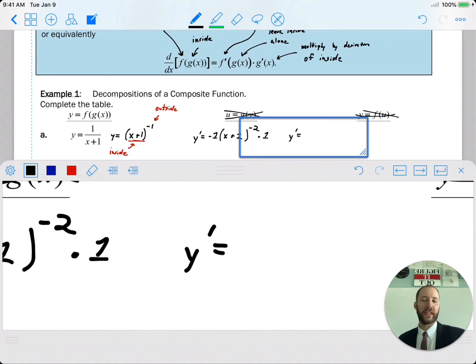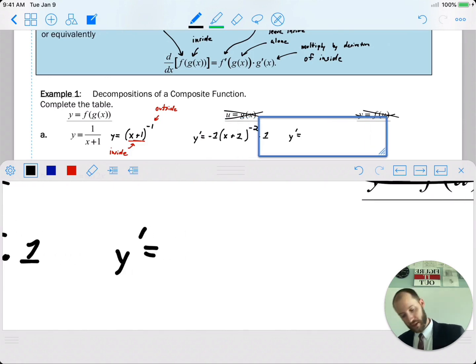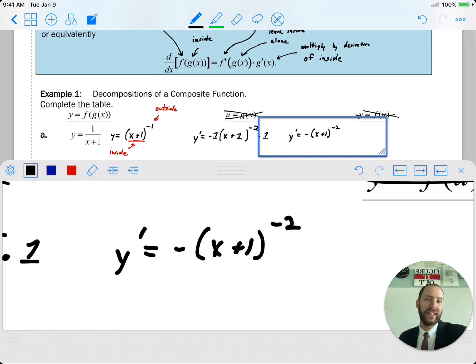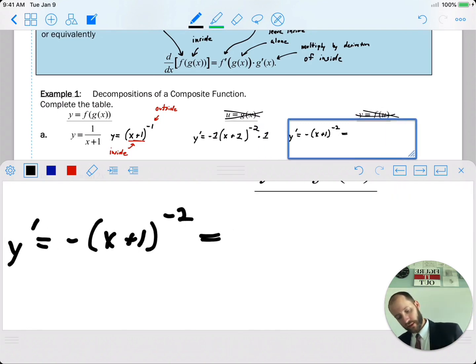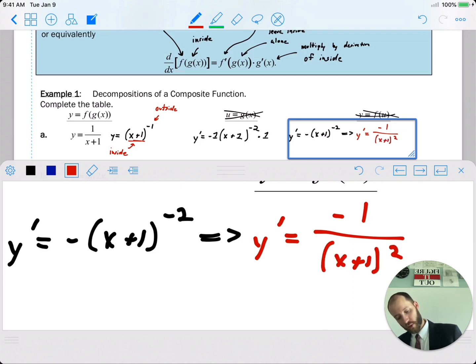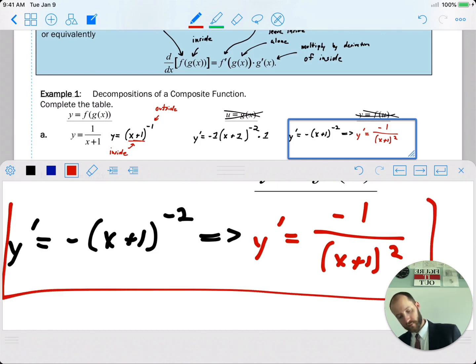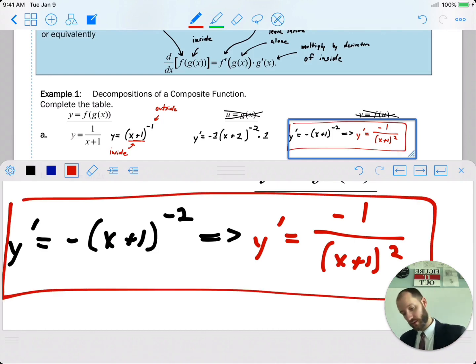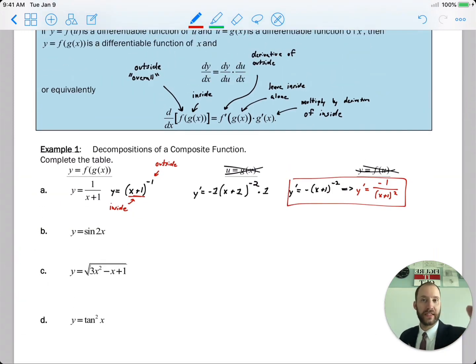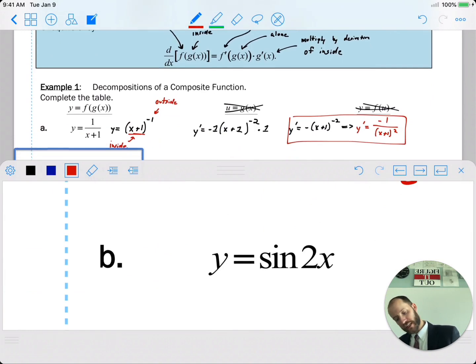So to simplify this down a little, the negative 1 at the front, just negative, quantity x plus 1 to the negative 2, times 1, don't really need that. So if we wanted to algebraically manipulate this for a multiple choice problem, y prime is negative 1 over quantity x plus 1 squared. Kind of either one works. Alright, so kind of seeing that process, how it works, let's look at another one.